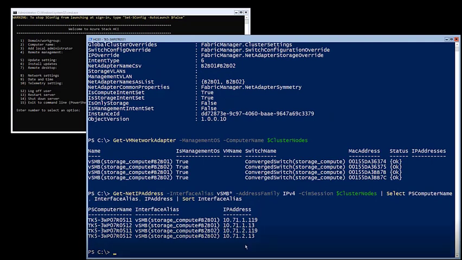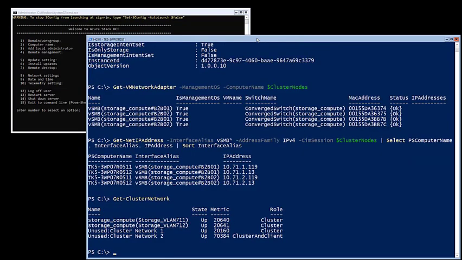After confirming the vNIC setup and their IP addressing, we now run the Get-ClusterNetwork command to check out the cluster network naming feature. Looking at the output on the screen, we see 4 cluster networks, out of which the top 2 are named and the bottom 2 are unnamed.